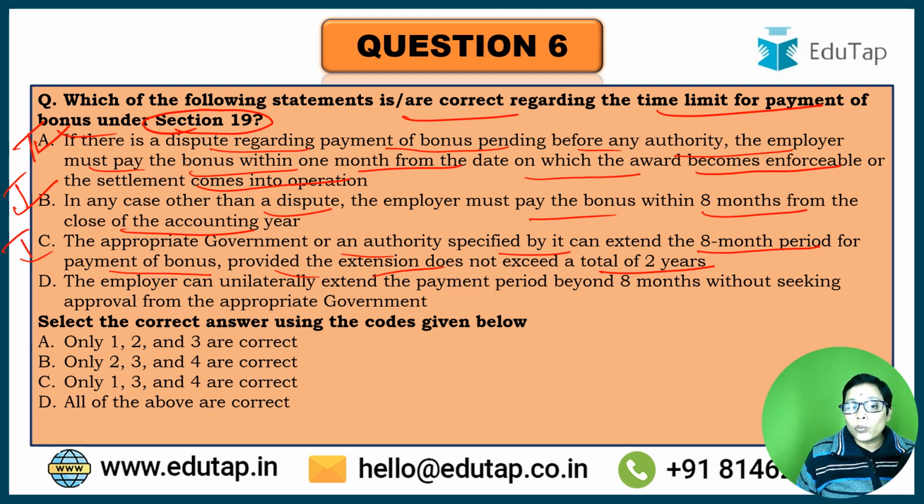The employer can unilaterally extend the payment period beyond 8 months without seeking approval from the appropriate government. Now see, here actually it should be 1, 2, 3, 4. Now 3 and 4 are completely contradictory. Either it will be in their hands, or in the hands of the appropriate government, or any authority specified by the appropriate government, right? So when I am saying that the third statement is true, obviously this would not be true. So yes, this is false. So only 1, 2 and 3 are correct here under section 19. So here A is the correct answer, as you can see here.